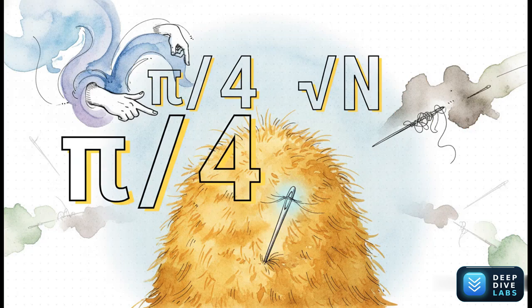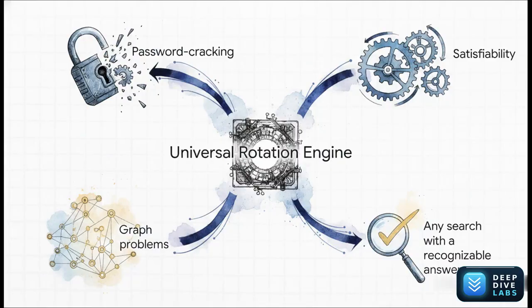Because of that, Grover's algorithm has an exact optimal stopping point, pi over 4 times the square root of n. This formula proves exactly how many iterations you need. You absolutely must stop near this number. If you run too few iterations, the answer is still buried in the hay. If you run too many, you've rotated right past the needle. That square root count is the entire incredible payoff.